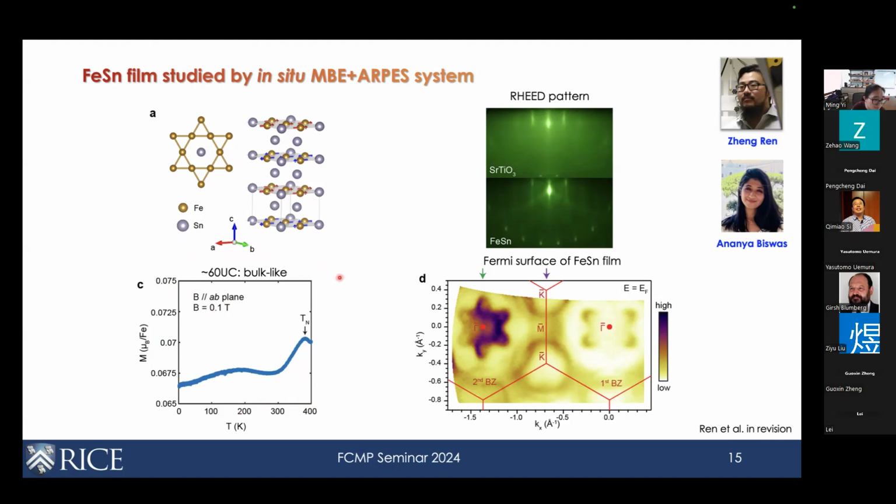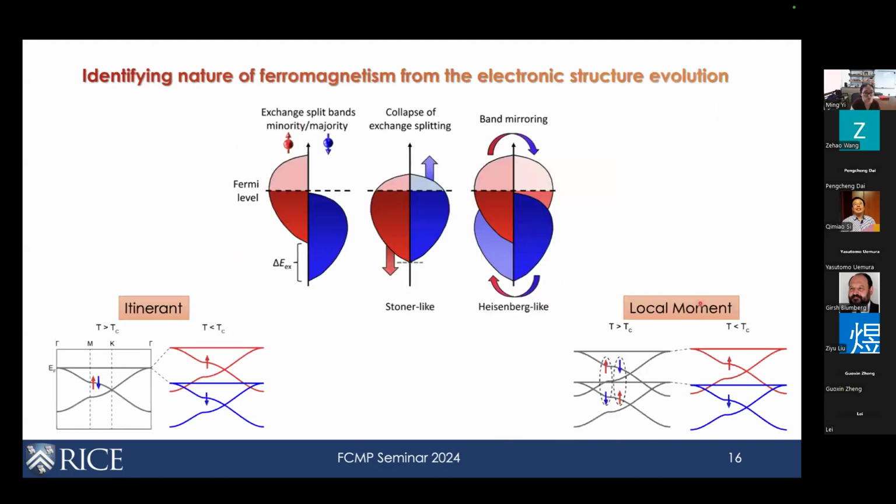Okay, so just some practical numbers. This is a basically bulk-like thin film, 60 unit cells, and the transition temperature is very similar to single crystal. And these are Fermi surface maps we can take directly in situ. Before I show you the actual data, which shows you the nature of the magnetic order, let me put in a slide to discuss a little bit about what we should expect.